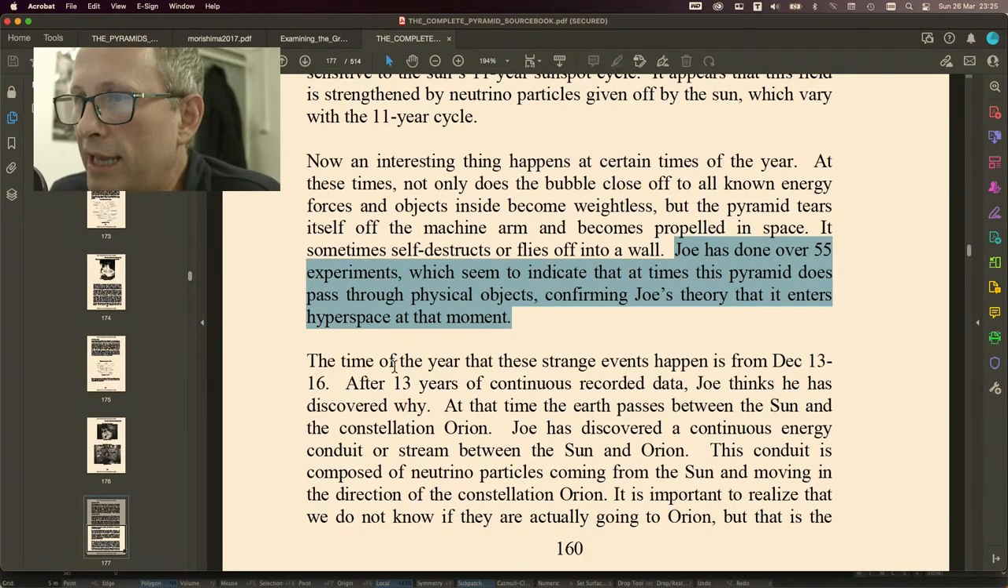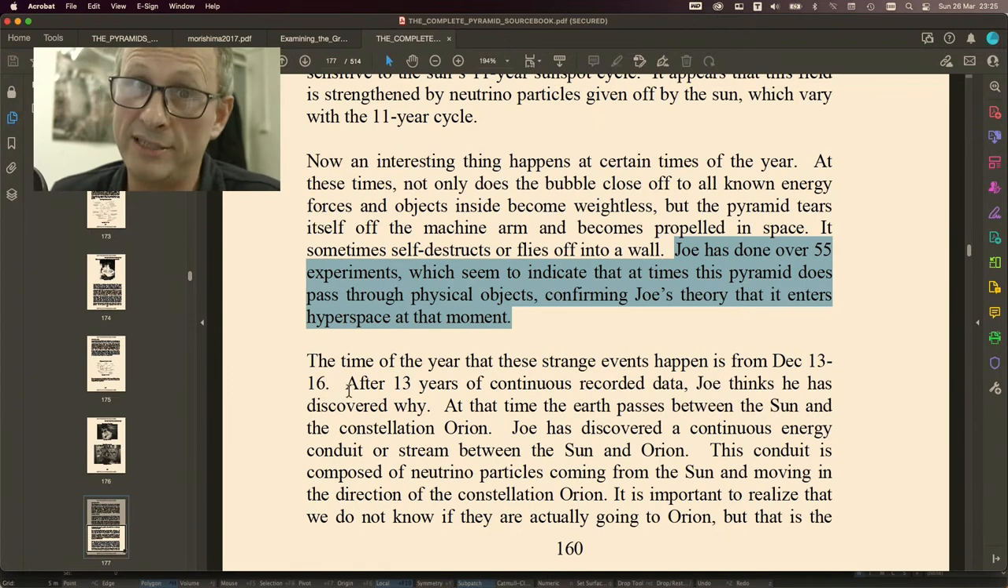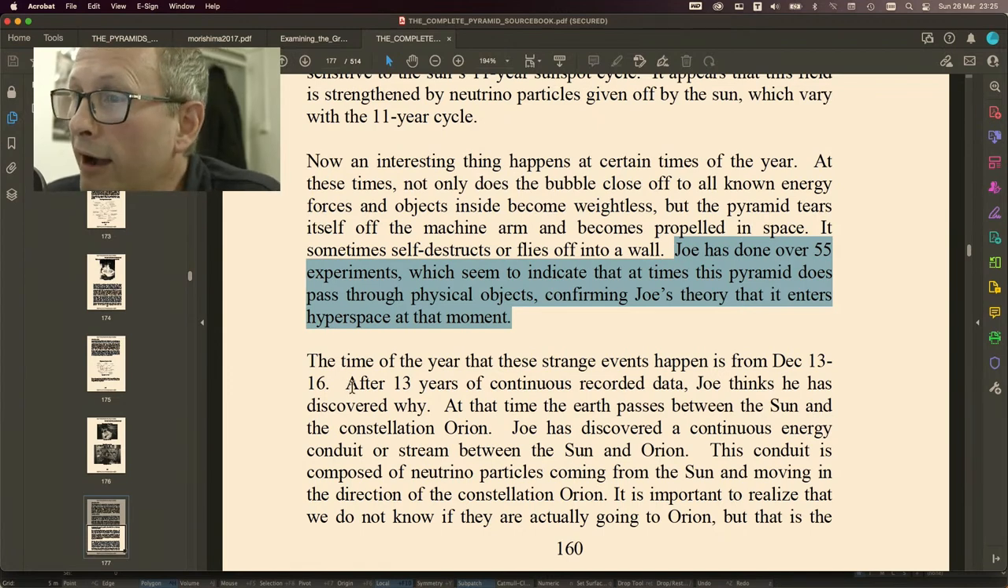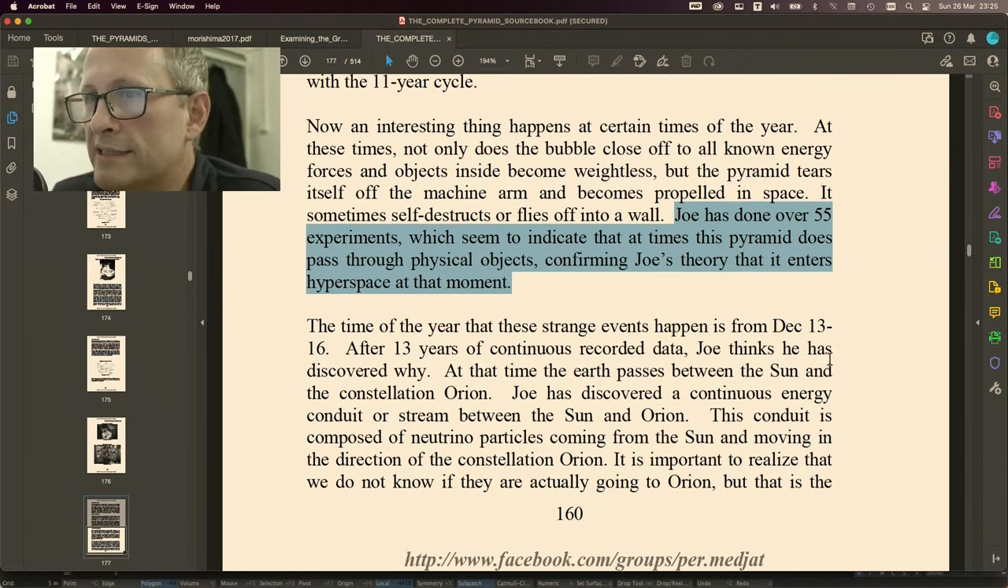The time of the year that these strange events happen is from December the 13th to 16th. That's very precise. After 13 years of continuous recorded data, Joe thinks he has discovered why. At that time, the Earth passes between the Sun and the constellation Orion.